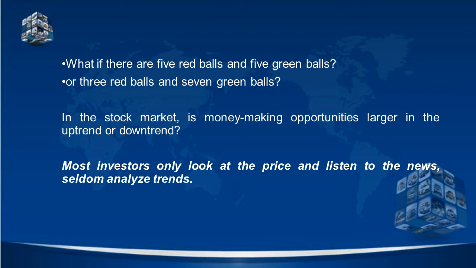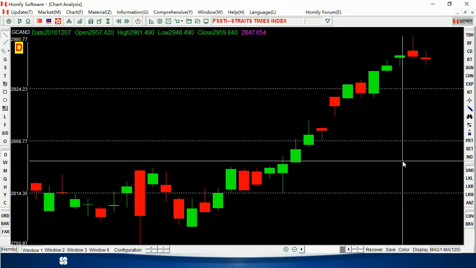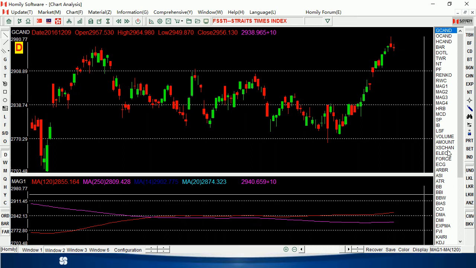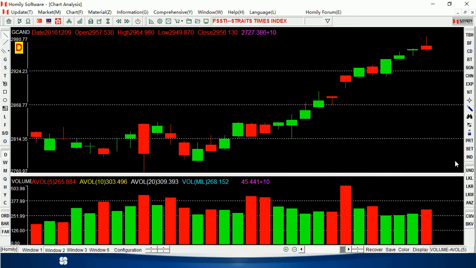Uptrend, right? Recently we know that some stocks are still in the uptrend. Most investors only look at the price and listen to the news, and seldom analyze trends. So analyzing trends is very important. Firstly, let's see the market. We can see the market has a strong rebound, right? Then we can see here, let's compare with the volume. The market is still in the uptrend, right? For the short term, still in the uptrend.